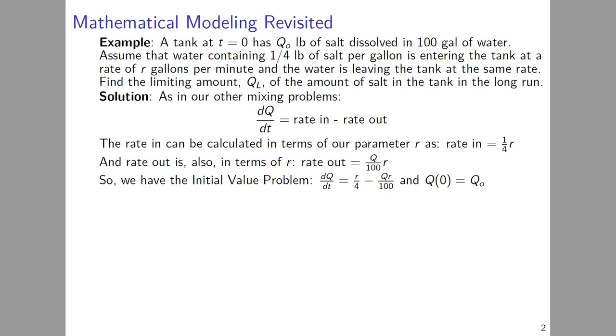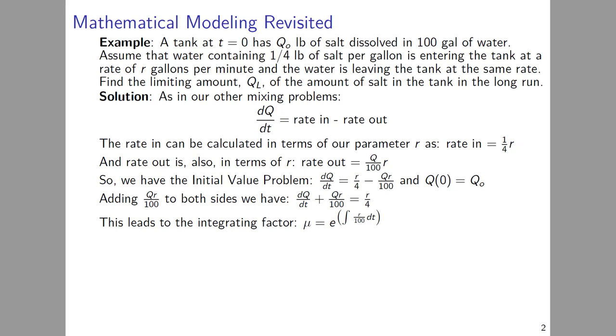This differential equation is a linear one, but it's not in standard form. So by adding QR over 100 to both sides, we'll get it in standard form as dQ/dt plus Q times R over 100 is equal to R over 4. And this leads to the integrating factor, mu equals e to the integral of our coefficient of Q, which is R over 100 dt. But R over 100 is just a constant, even though we don't know R. So its integral is R over 100 times t, giving us the integrating factor, e to the R over 100 t.